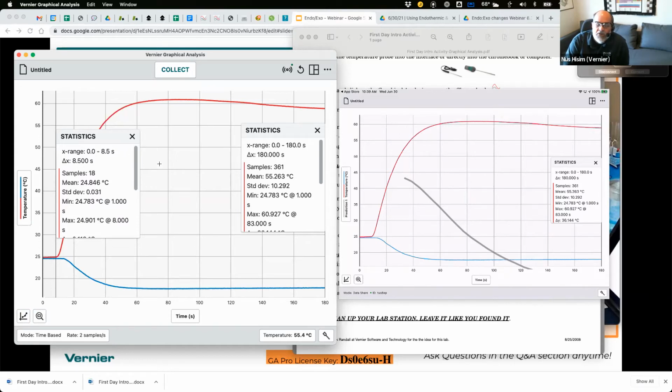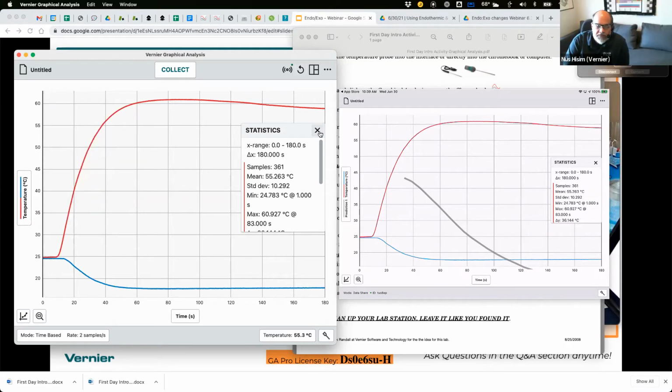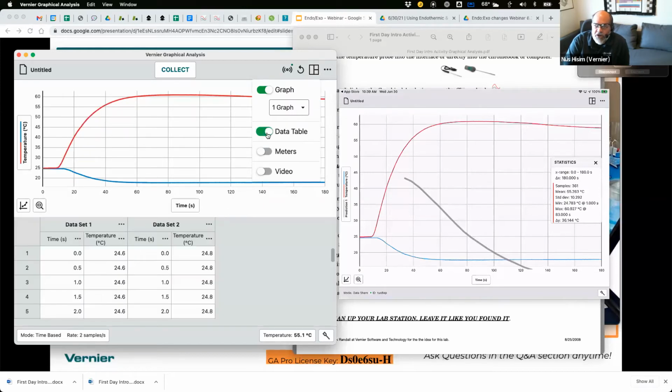So, Noose, yes, go ahead. Can you show people the data table and what it looks like and how to enable it? Sure. Okay. And so you can do this too. Look at this box of boxes at the top. We call it view options. Tap on there. If you want to see the data table, turn it on.